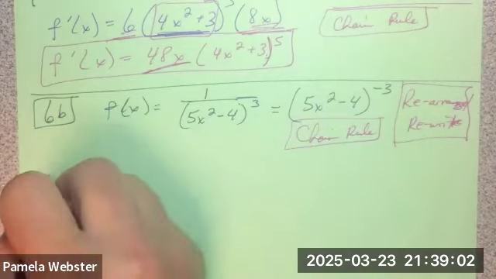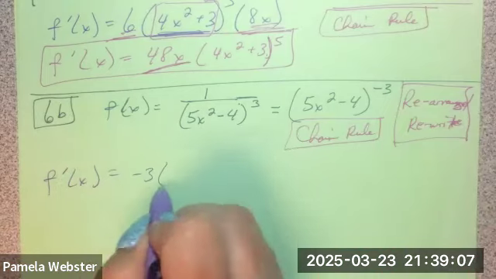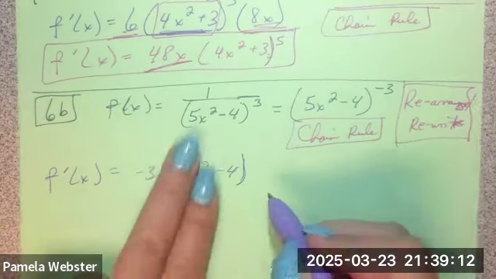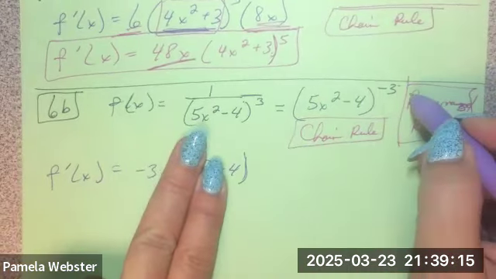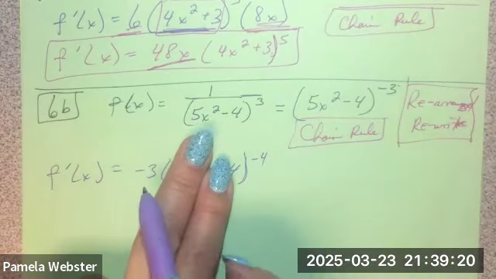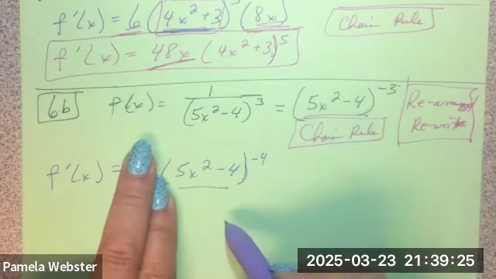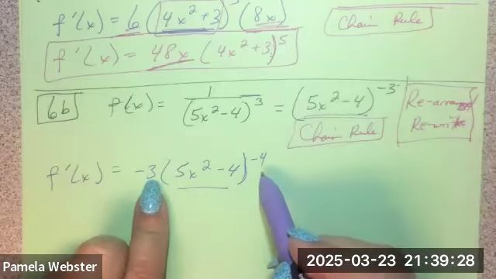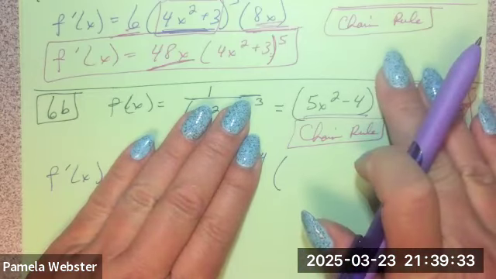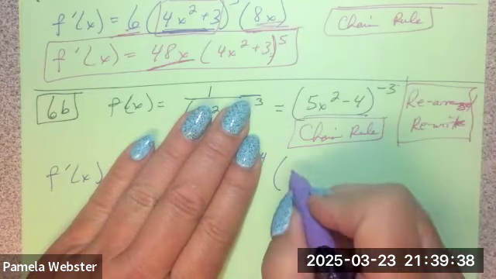Okay. F prime of x equals, take the derivative of the outside, negative 3 times, leave the stuff alone, 5x squared minus 4 raised to the minus 1 on the outside, negative 3 minus 1 is negative 4, right? So this is just taking the derivative of the outside. The stuff on the inside looks exactly like it did before. That's how I take the outside derivative times the derivative of the inside. Now ignore the exponent out there. The derivative of that guy is 10x, right?